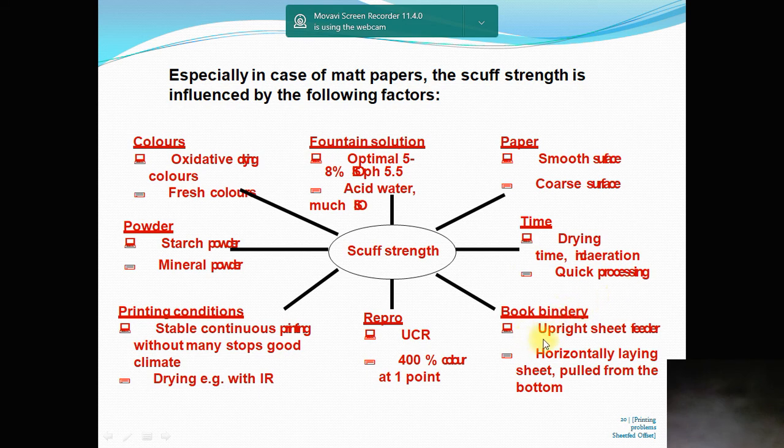Book binder: upright sheet feeder, and horizontally lying sheet pulled from the bottom. These are the types of binding units. In the upright sheet feeding unit, you can have a high scuff strength, whereas the horizontally lying sheet pulled from the bottom will have less scuff strength. The repro UCR 400% color at one point.